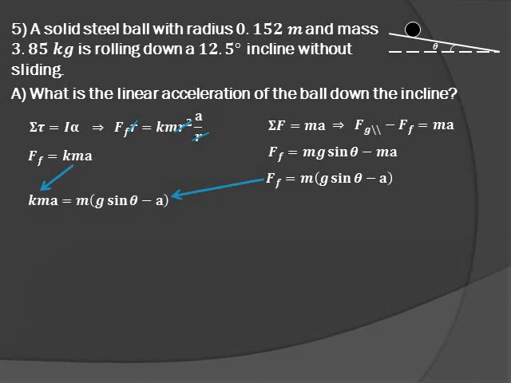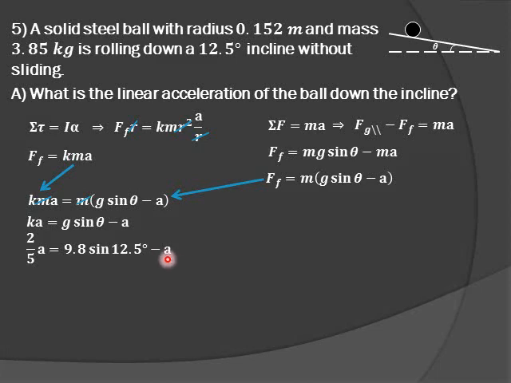And then we see that the mass is going to cancel out, so that gives us our k value times the acceleration is going to be equal to the acceleration due to gravity times sine of theta minus a. And we go ahead and plug in our numbers. The k value for a solid sphere, like a steel ball, is going to be 2/5. That times acceleration is going to be equal to 9.8 times sine of 12.5 minus the acceleration.